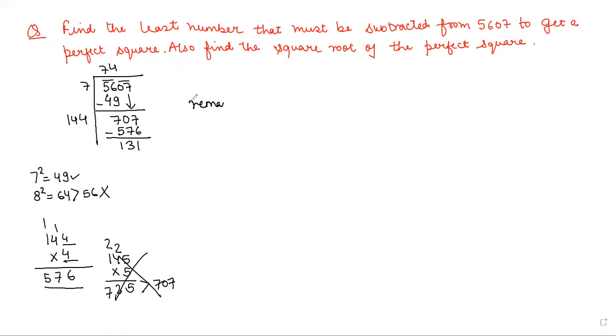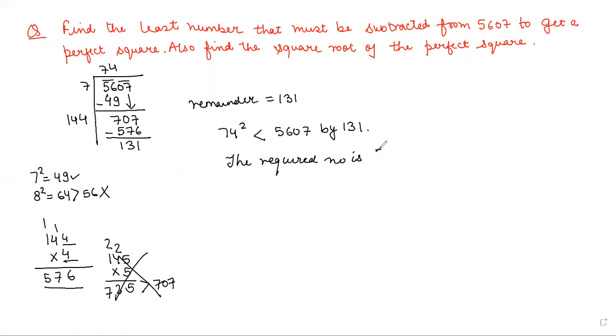So remainder here is 131. It shows that 74 square is less than 5607 by 131. So this means if we subtract the remainder from the number, we get a perfect square. Therefore, the required number is 5607 minus 131, which is equals to 5476. And square root of 5476 is 74.